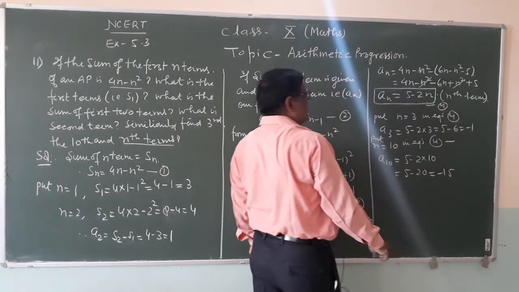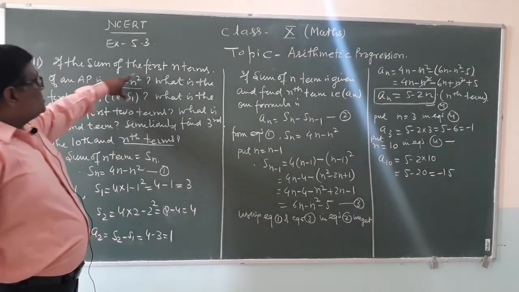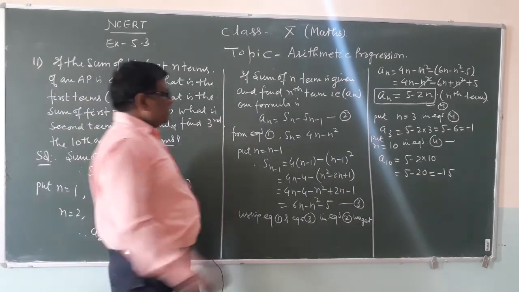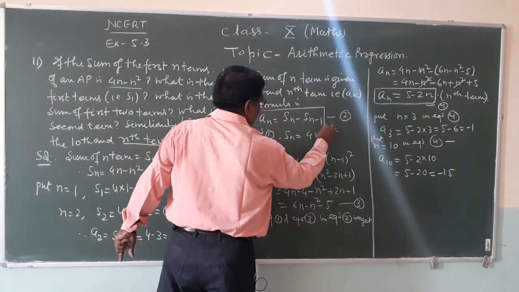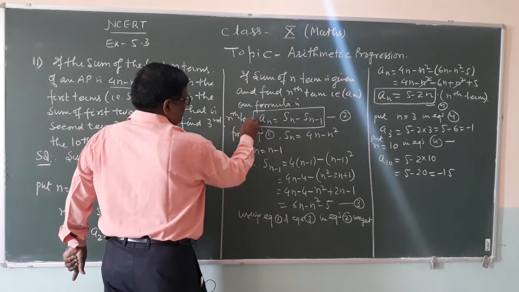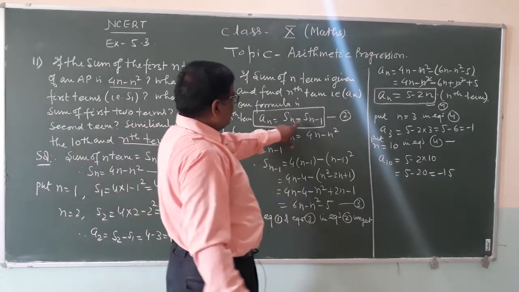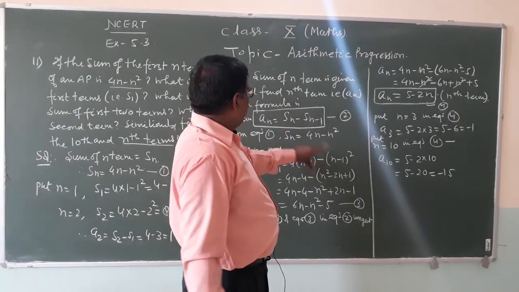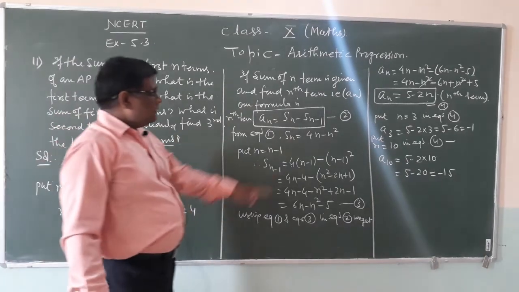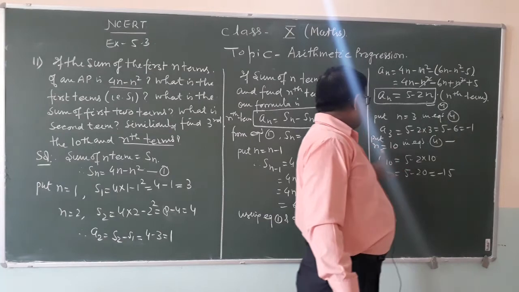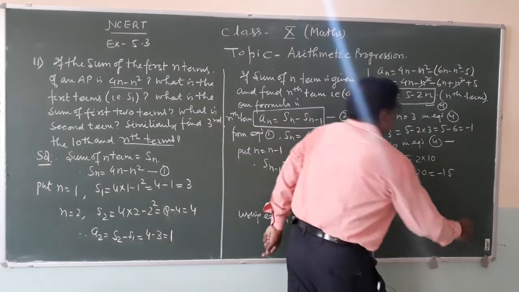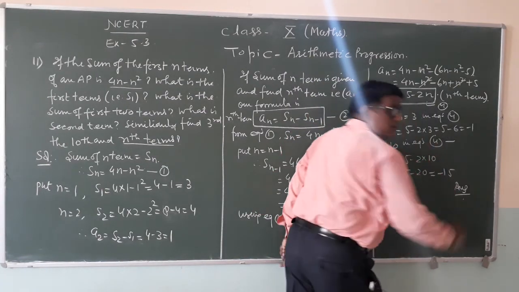So this is one of the important questions. If the sum of first n terms is given and we have to find the nth term, we can use the formula an is equal to Sn minus S(n minus 1). The answers are: a3 is minus 1, a10 is minus 15, and an is 5 minus 2n. This is our answer. Thank you.